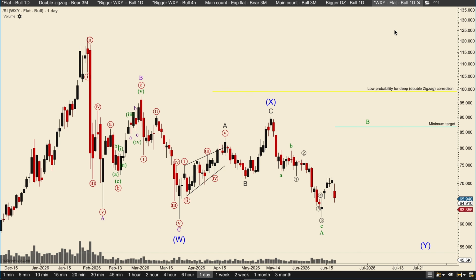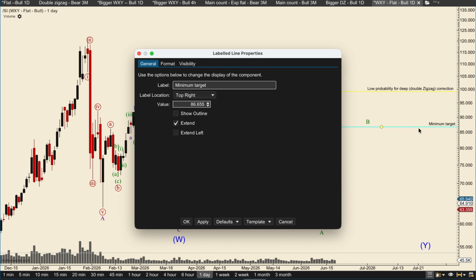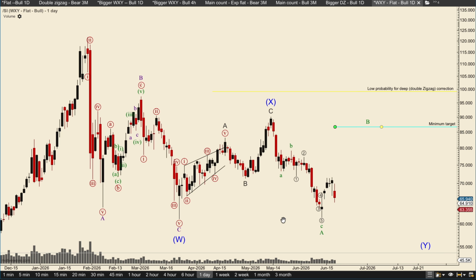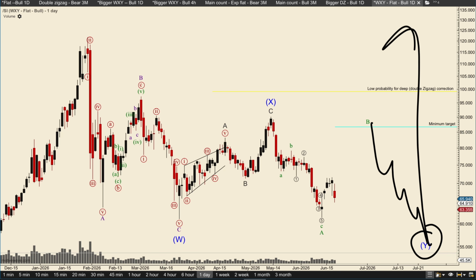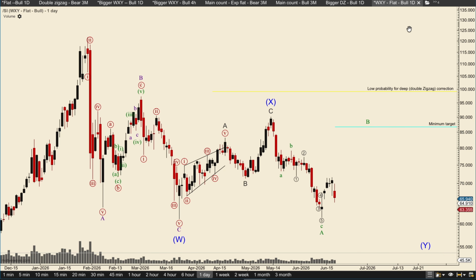But nonetheless, this counts very good as a 3-wave as of right now, which sets us up very nicely for a wave A and then a wave B, which has a minimum target here at 86.655 for a flat, and then we are moving down in an impulse to wave Y finishing, and then we are moving up.